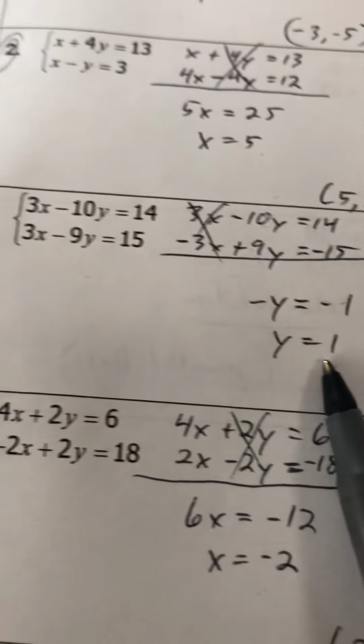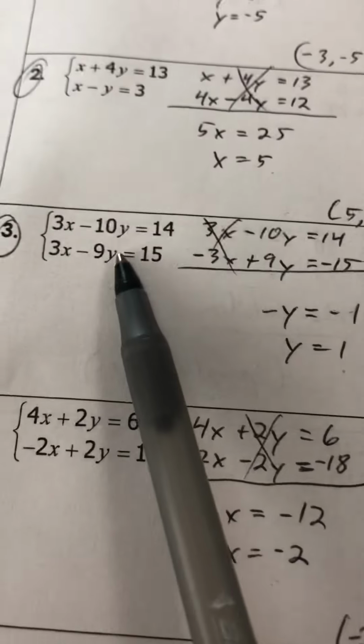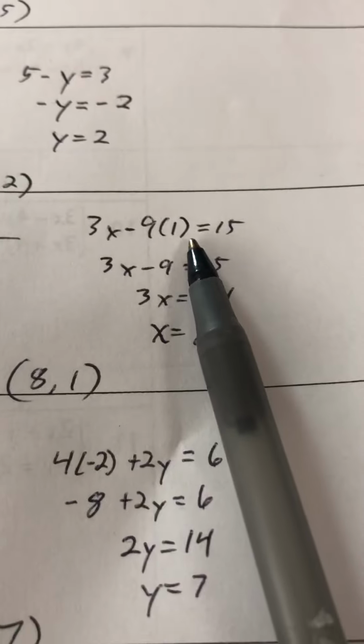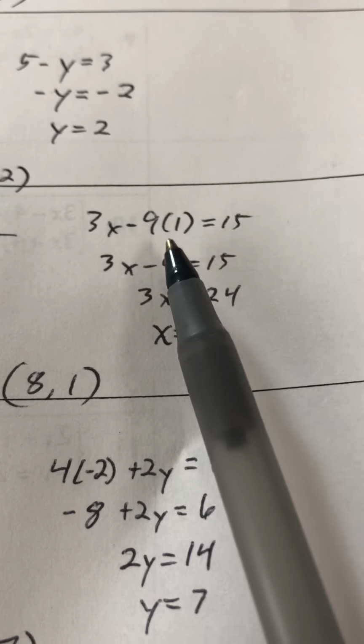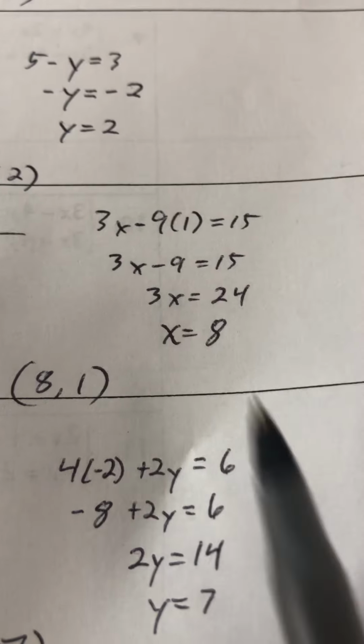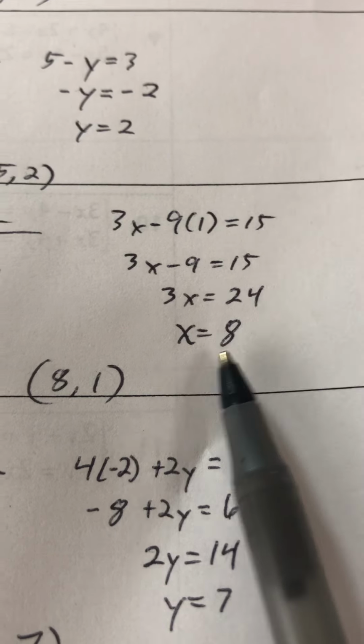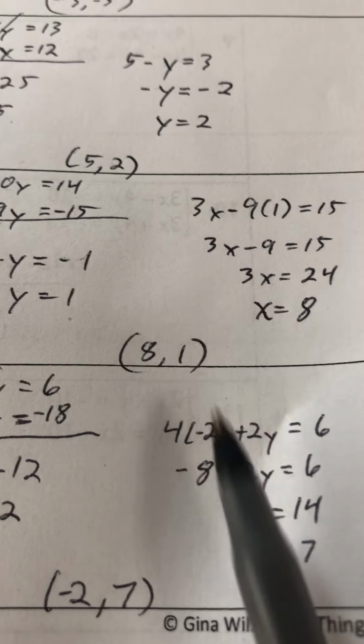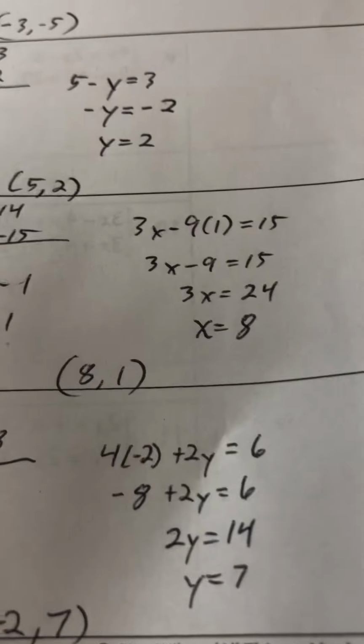I plug that 1 into one of the problems. I chose the bottom one just because it looked easier. And I end up getting my x as 8, and you can see the steps there. So my x is 8, my y is 1, so that's the coordinate for where those lines would intersect.